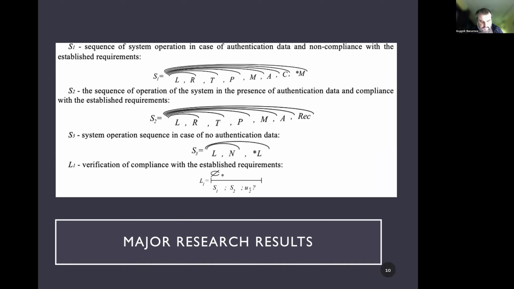Second sequence, S2, is the sequence of operation of the system in the presence of application and application data and compliance with the established requirements. And last, sequence 3 is the system operation sequence in case of no authentication data.